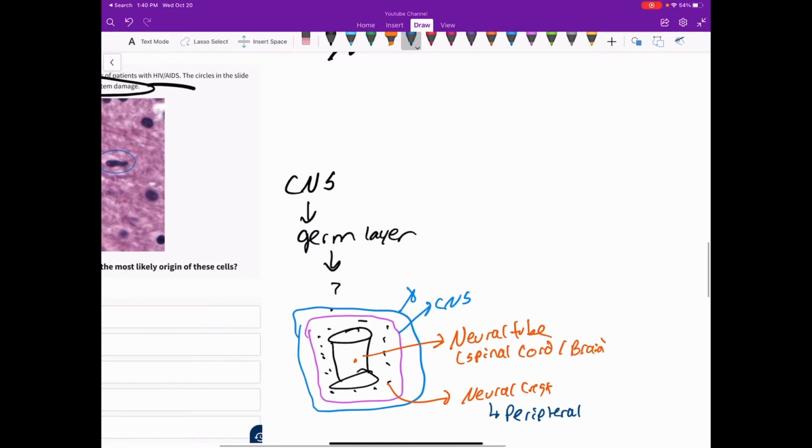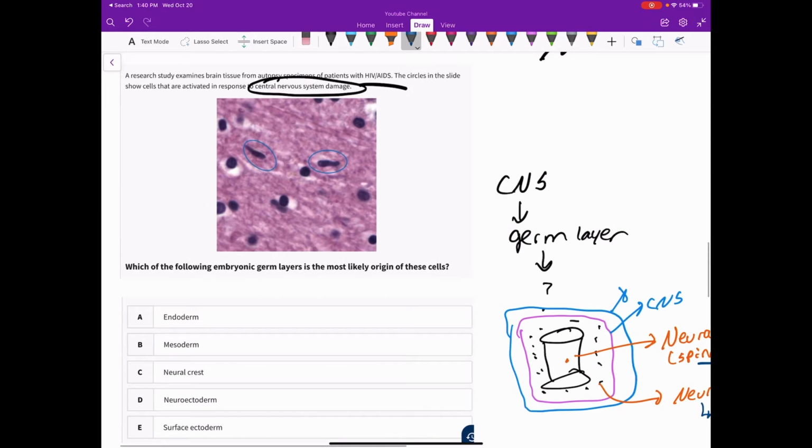Okay, so if you know that the neural tube is the middle, spinal cord and brain, and the neural crest is peripheral, like the limbs and stuff. Well, peripheral is PNS and ANS, parasympathetic and sympathetic and autonomic nervous system. Neural tube for spinal cord and brain, you know this is the central nervous system because you just have to memorize central nervous system is the brain and spinal cord. Okay, so let's look through the answer choices.